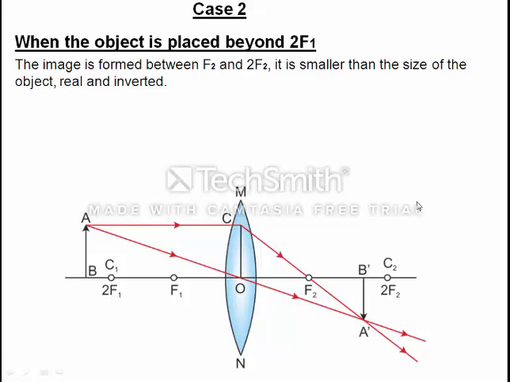You have to write in all the cases, whether it is a mirror or a lens, three things: position, nature and size. So what is the position? Between f2 and 2f2. What is the size? Smaller than the object. And nature, real and inverted. So this is the second case, when the object is beyond 2f1.